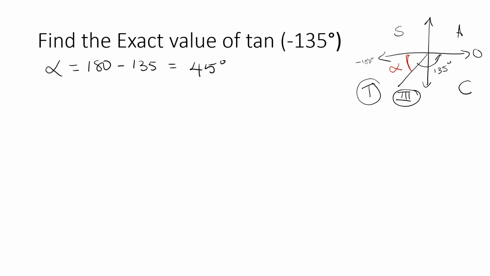Therefore, tan of negative 135 degrees would be equal to the positive tan, because we're in the third quadrant. So tan is positive of our reference angle, which is 45 degrees. The tan of 45 is 1. Therefore, our answer is 1.